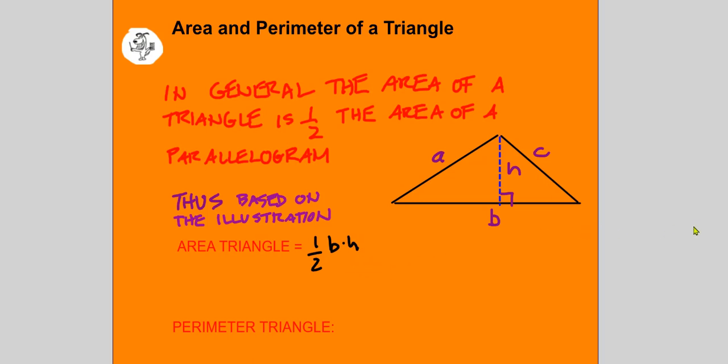Okay, then the perimeter of the triangle is going to be the distance around it, which could go A plus B plus C, because perimeter is simply how far it is around the triangle. So if you had to walk around this triangle, if you started here, there's the length of A, there's the length B, there's the length C.